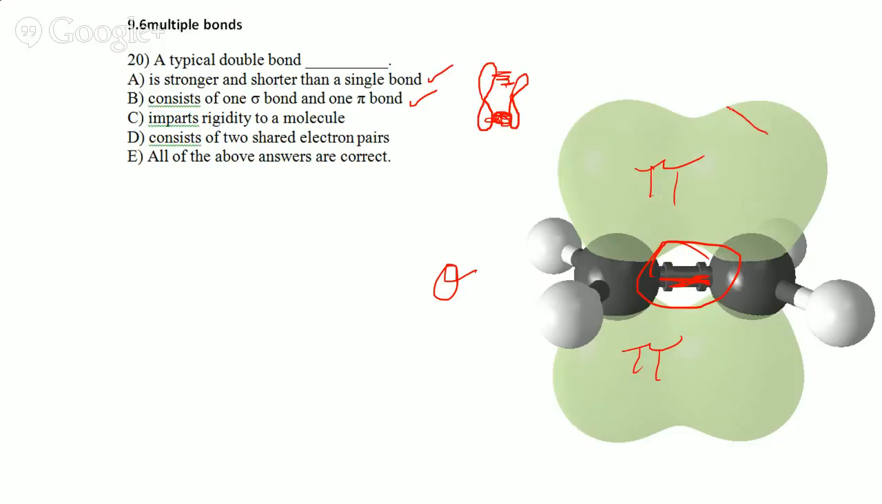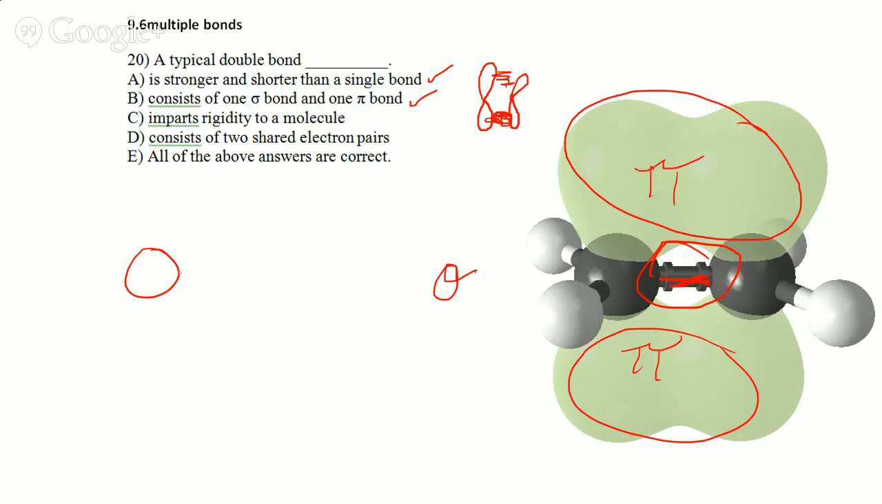Because we have this overlap above and below it, they can't spin. Normally, if it was just a sigma bond, we had just two atoms connected by the bond in the middle, right? Then these things could spin around and they wouldn't be rigid. They could turn. Right, so this could also spin around, just a sigma bond. They could spin, but with the pi bond above and below it, you can't. So it definitely does impart rigidity to a molecule.